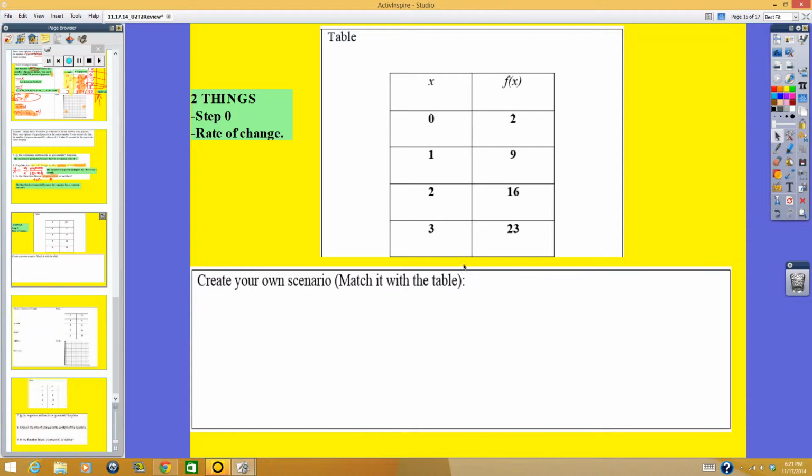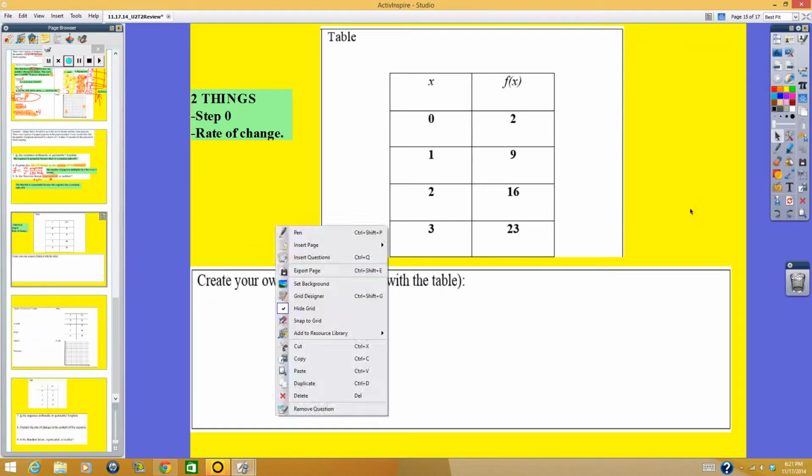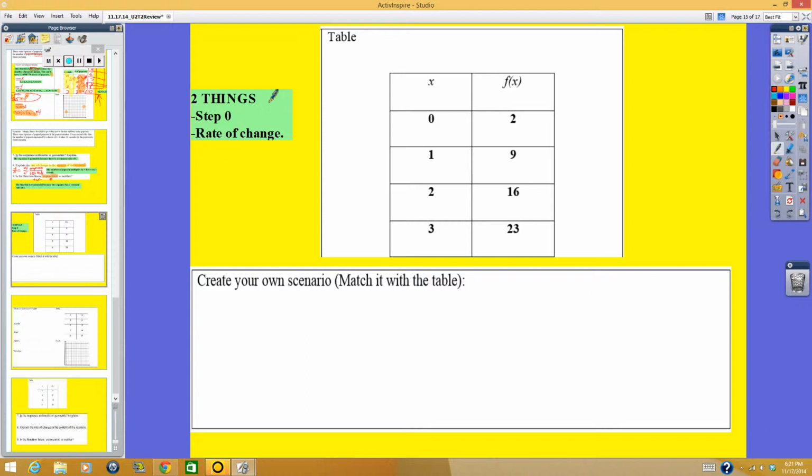You can make it as long, as fancy as you want. It's up to you. Go wild. But as long as you talk about step 0 and the rate of change, you're good to go. And you'll get 100% on that section if you're talking about the right things. So step 0, they're very nice in this table. They gave it to us.